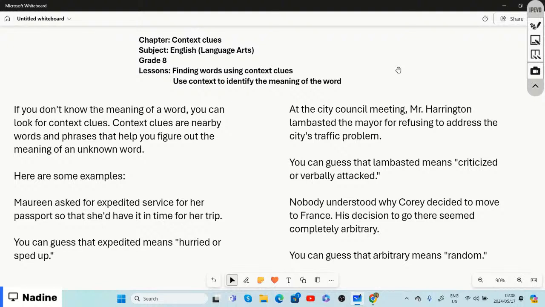So remember, we said that if you don't know the meaning of a word, then you can look for context clues. Context clues are nearby words and phrases that help you to figure out the meaning of a word, which means that it may be a word that is kind of similar to the other word, just so that you can get at least the meaning of that specific word. If we look at examples, it says: Maureen asked for expedited service for her passport so that she'd have it in time for her trip.